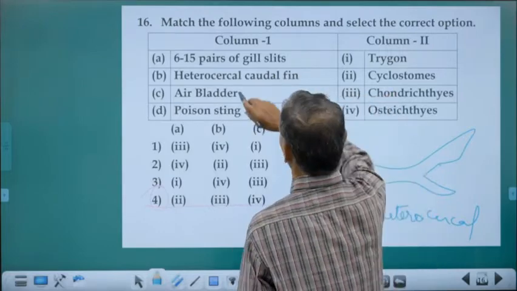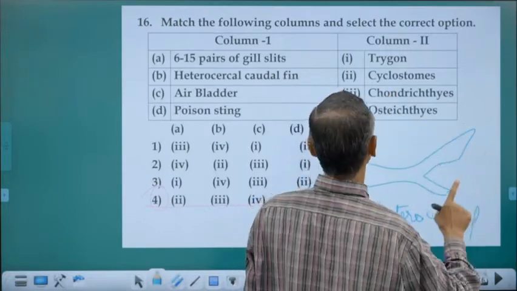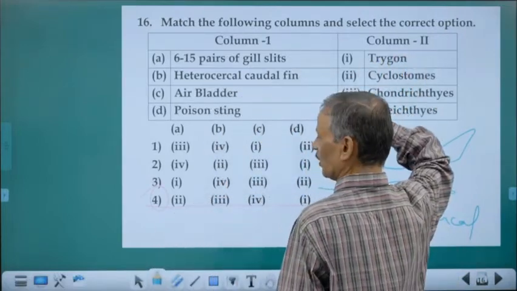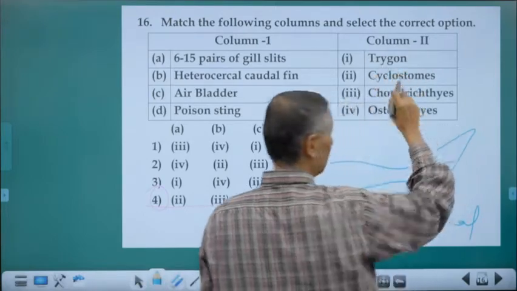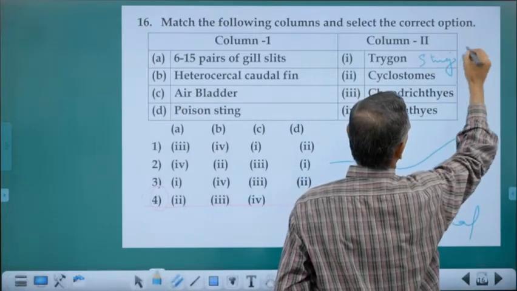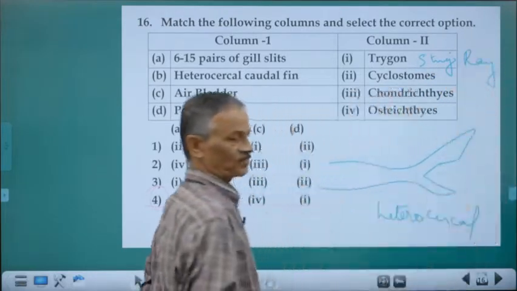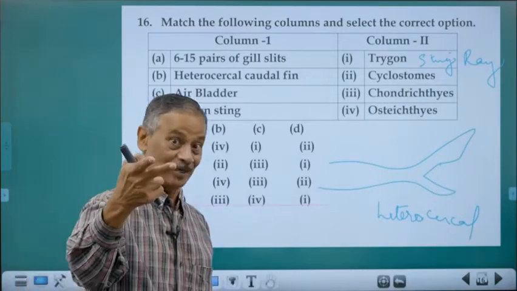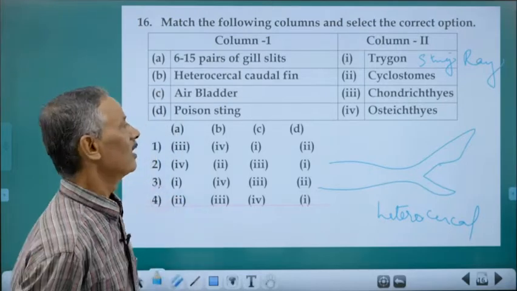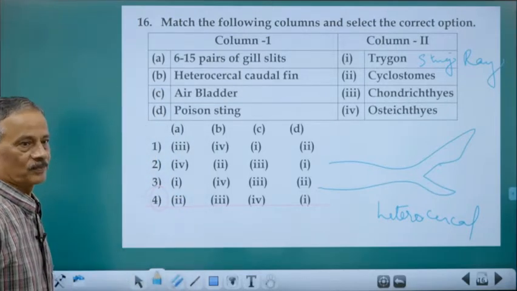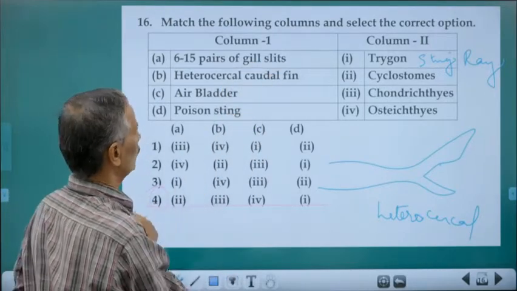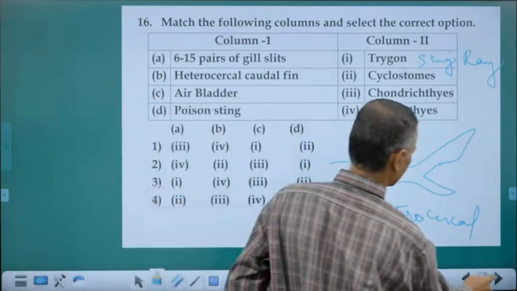Okay, 3. Air bladder is present only in bony fishes, Osteichthyes, and poison sting is characteristic of Trygon. That is why Trygon is commonly called the stingray. It is very poisonous. It can sting, and you might have heard that a very famous Australian presenter of the animal world was stung by this fish and was killed.